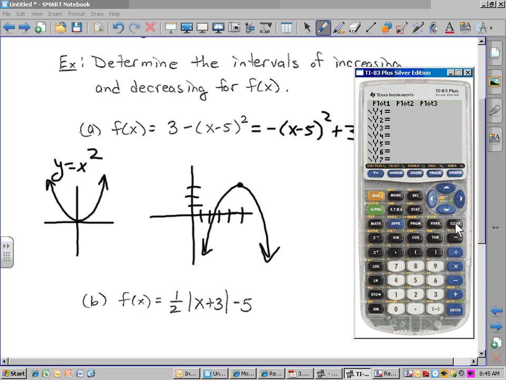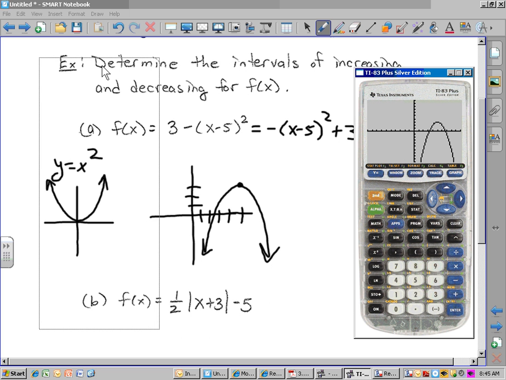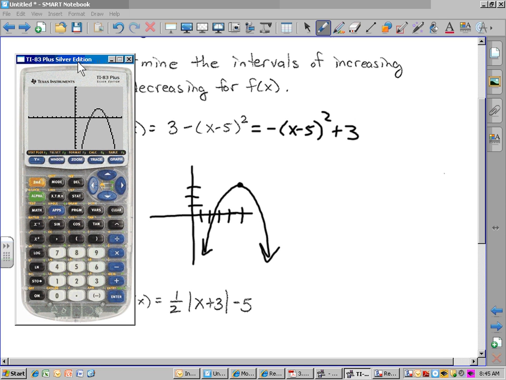So we have negative x minus 5 squared plus 3. Zoom 6. That looks very similar. Okay, so the question is now, from left to right, starting from the left, a little different than the end behavior. For end behavior, we started at the origin and went out. Here, we start at the left. So from the left, we're going to trace the graph. I'm going to go to the graph, the closest part to the left, and I'm going to start drawing arrows from left to right.